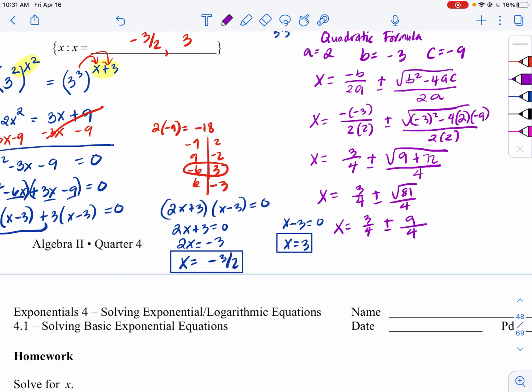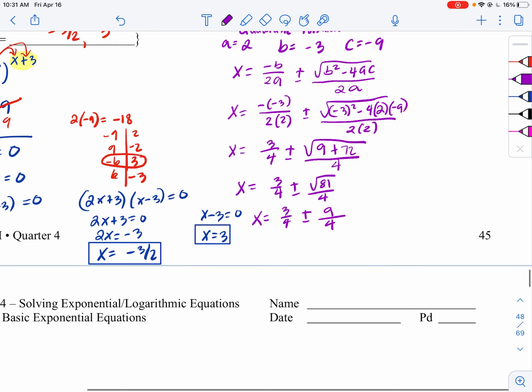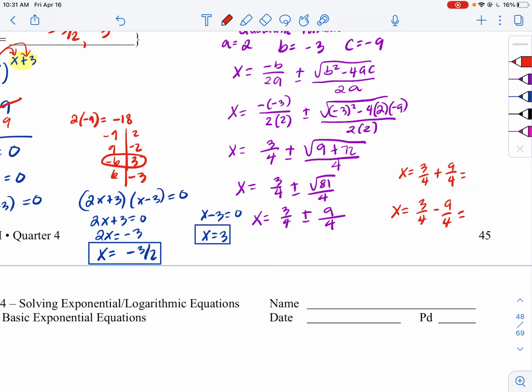Okay, so you have two equations that came out over here. Let's put that in red. We have x equals 3 over 4 plus 9 over 4. We also have x equals 3 over 4 minus 9 over 4. Luckily, they already have the same denominator, so we're good to go. We have 9 plus 3 is 12 over 4. That's a 3. Did we match? We have a 3, we have a 3. Good. Then 3 minus 9 is a negative 6.